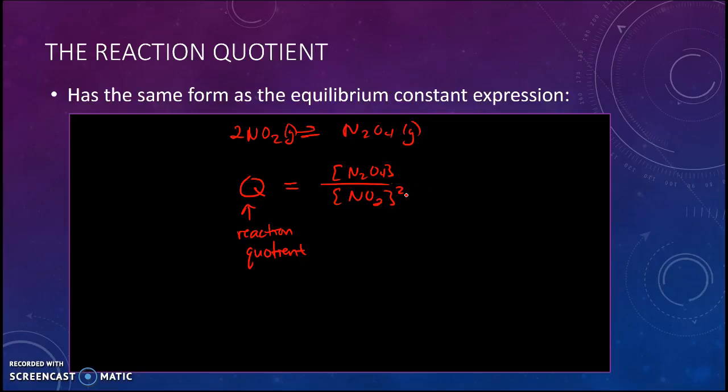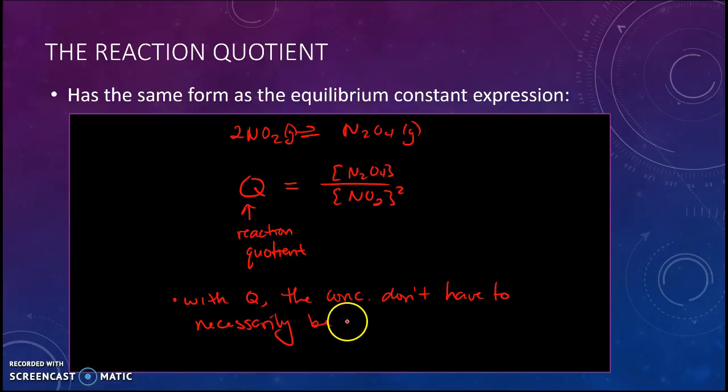So if it has the same form as the equilibrium constant expression, what's the difference? The difference with the reaction quotient is that with Q, the concentrations don't necessarily have to be at equilibrium. So I can take any given set of concentrations, or if you're comparing it to a Kp, partial pressures, and I can calculate a reaction quotient for that specific state of the chemical reaction. Now, why would that be useful?